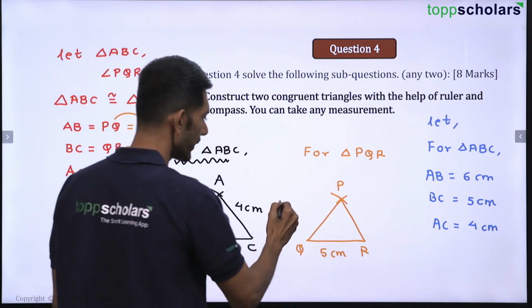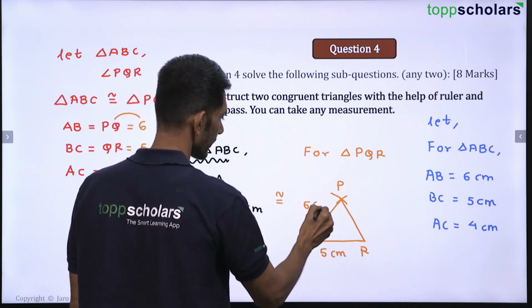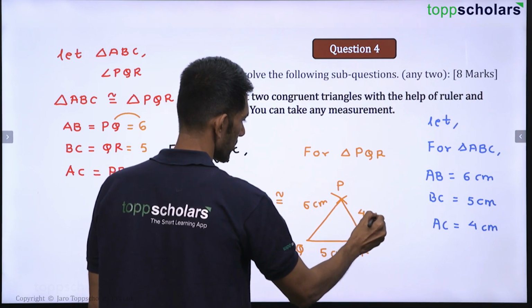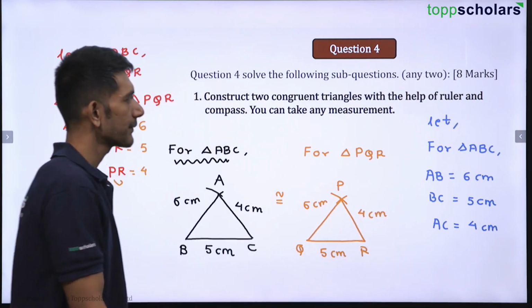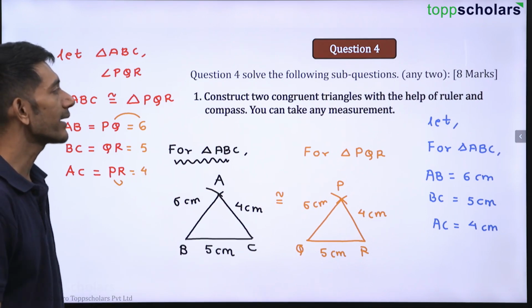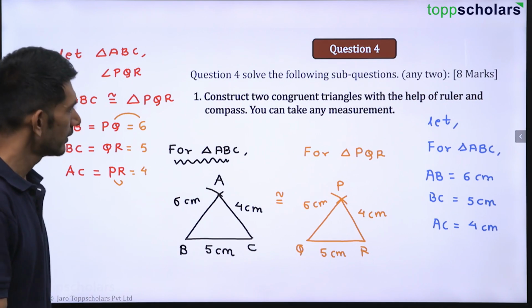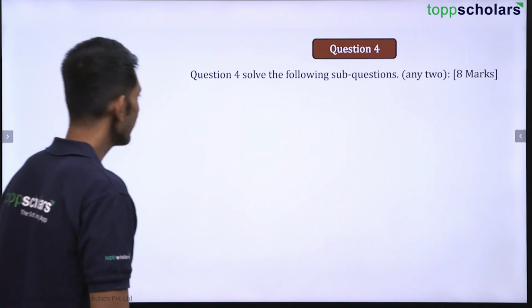So they are congruent. But this is 6, this is 4. That's how you can draw it, because there is nothing in this. Draw two congruent triangles. It's not similar, remember it's congruent, correct? And that's it. Now let's have a look at the second question.